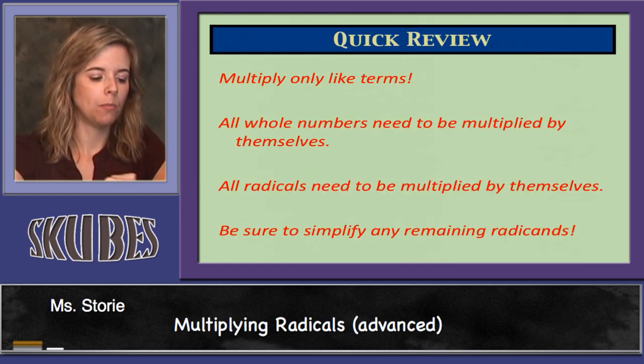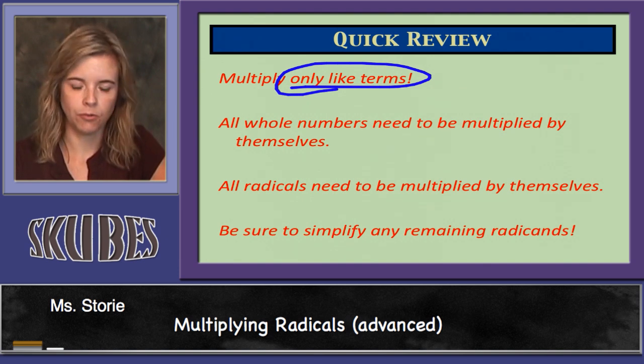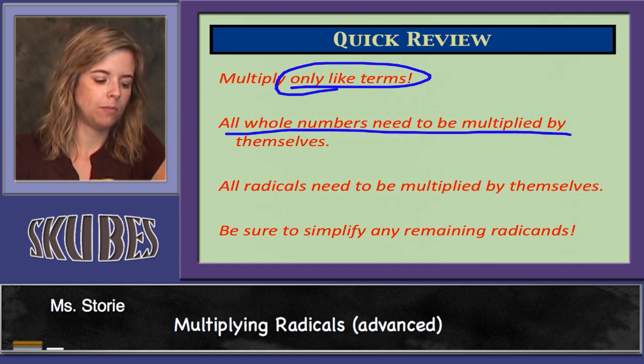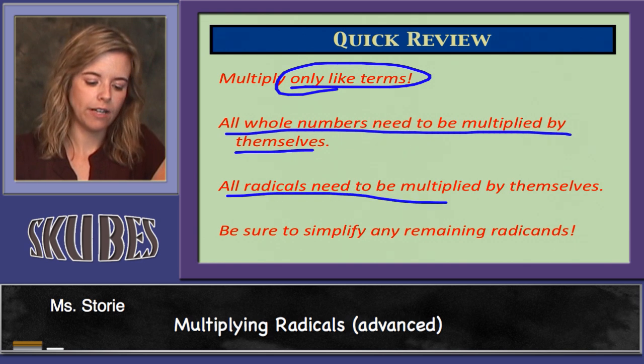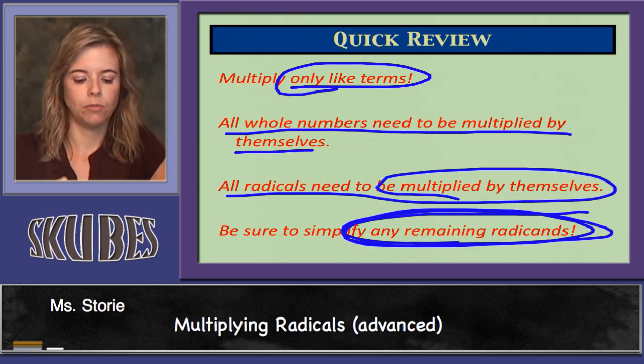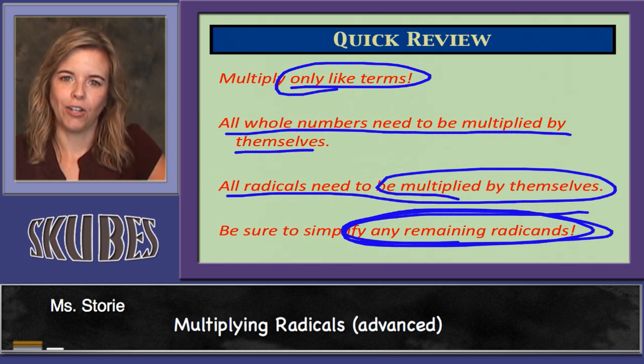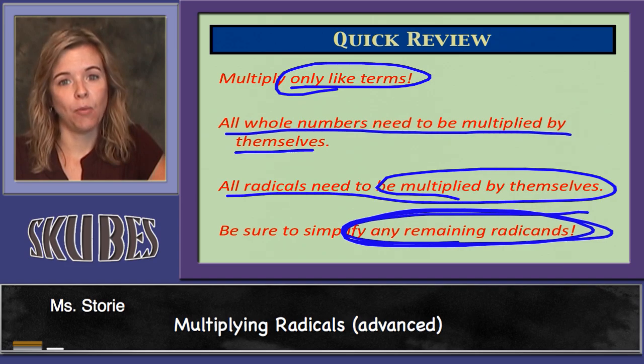As a review, multiply only like terms, and we did that. We multiplied wholes times wholes, radicals times radicals. All the whole numbers need to be multiplied by themselves. All the radicals need to be multiplied by themselves. And remember, at the very end, you have to simplify any radicands that you can. And that's it for our look at multiplying radicals, a more advanced look.